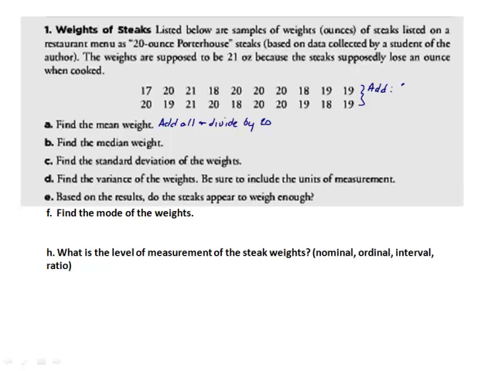So if we add all those numbers together, we get 386. We're going to divide that by 20. And that gives us 19.3. Now for the median weight, we'd have to sort our list first. So put it in order from smallest to greatest first. Then since there are 20 values here, we'll have to take an average of the 2 values in the middle of the list.